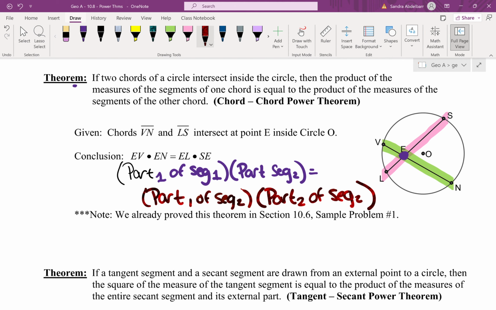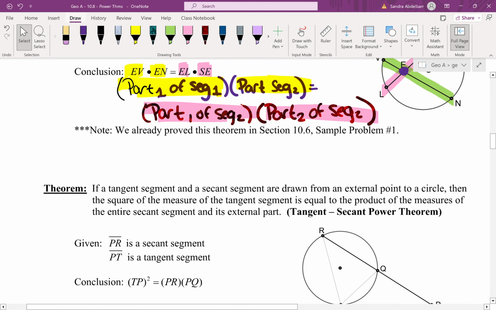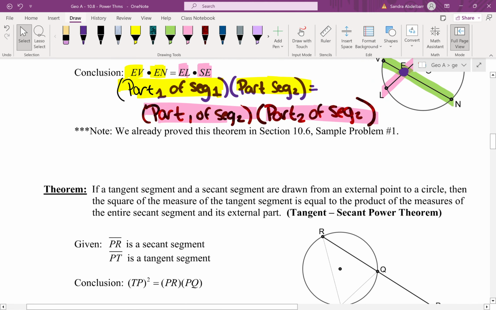So what does that mean? I'm saying my segment one is the green segment, so part one of segment one is VE. So VE times part two of segment one, so that's EN. So VE times EN will equal part one of segment two, so that's LE, times part two of segment two, which is ES. So VE times EN will equal LE times ES. So these two is going to equal these two. All right, I'm going to go through the power theorems and then we'll actually do problems using them.